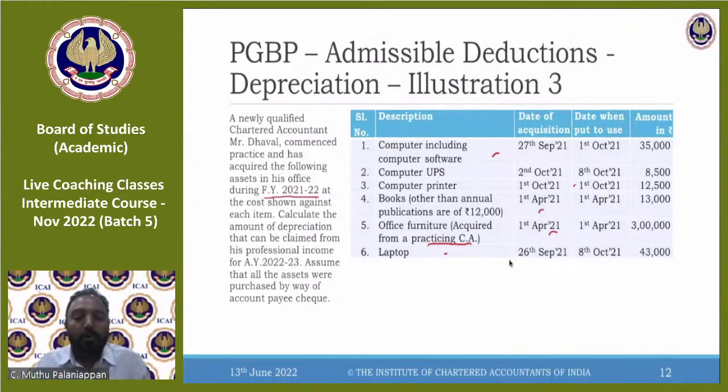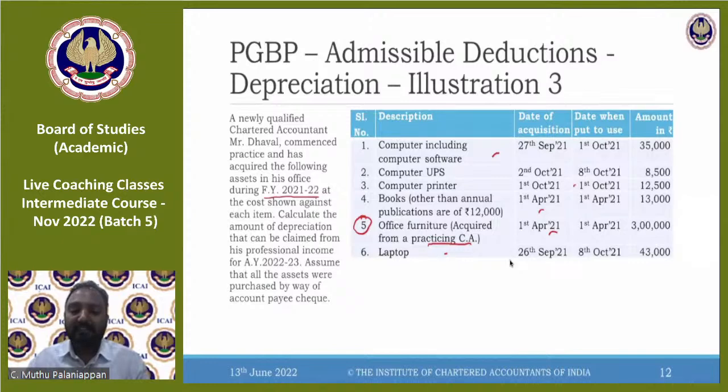So now, how do you actually compute this? We'll have to calculate two things. We'll have to understand how much is for more than 180 days, how much is less than 180 days, and then do the rest of the thing blockwise. So what is blockwise? We said separate categories. Here, furniture alone is a separate category. The rest are all called plant and machinery. Your computers, your books, everything falls under the plant and machinery block only. There are around 14, 15 blocks in plant and machinery.